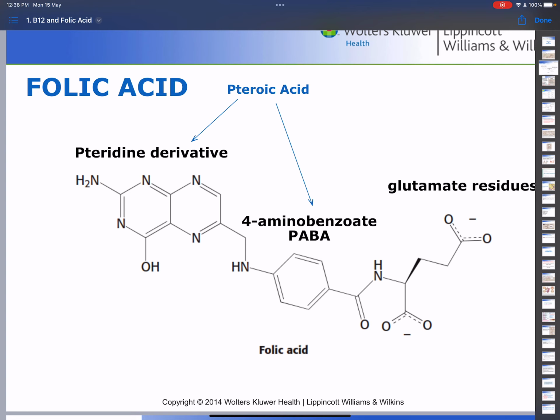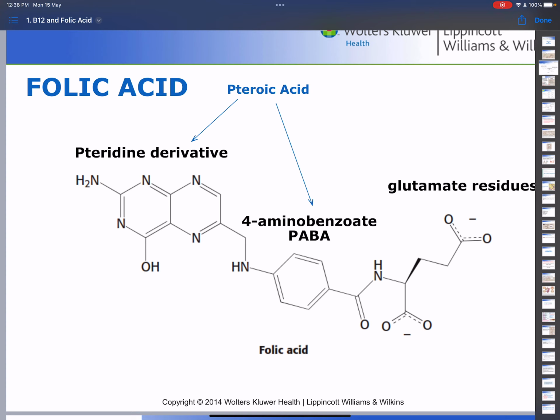as a native molecule, is not the active one. The active one is the tetrahydrofolate molecule. So there is a process of activation of folic acid by our liver enzymes in order to become the active one. So this is the major difference between the folic acid molecule itself and the tetrahydrofolate, which is the active molecule.